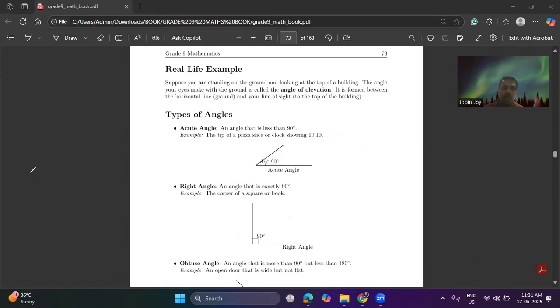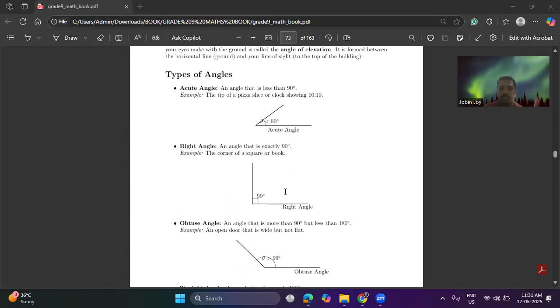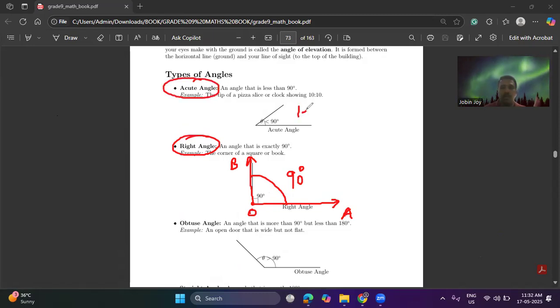Another angle is called a right angle. Again, this is our vertex. This is ray OA, and this is another ray OB. So this angle is 90 degrees. If the angle is 90 degrees, then that angle is called a right angle. Acute angle means the angle less than 90 degrees.